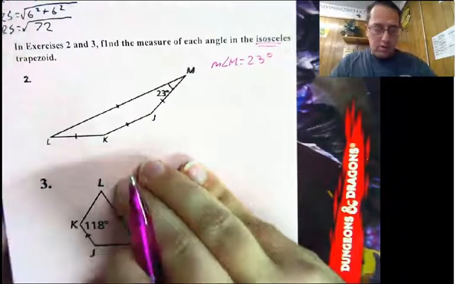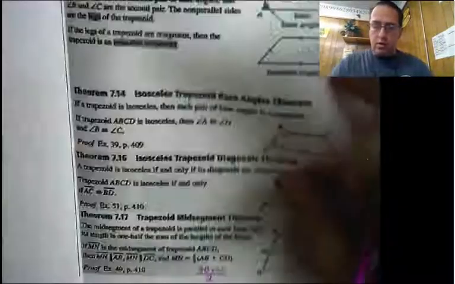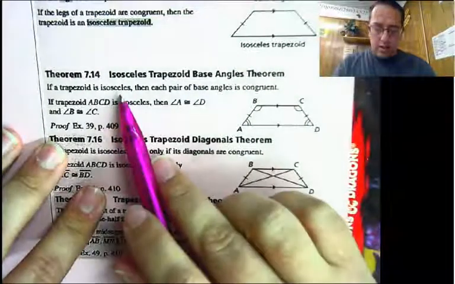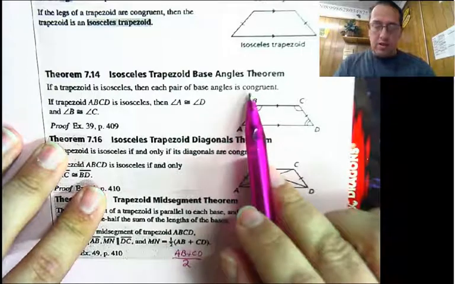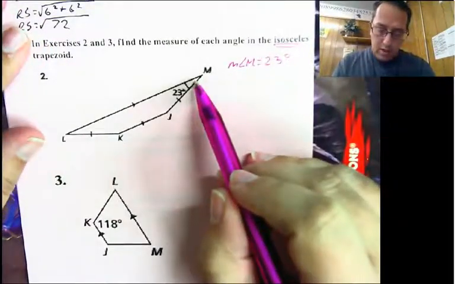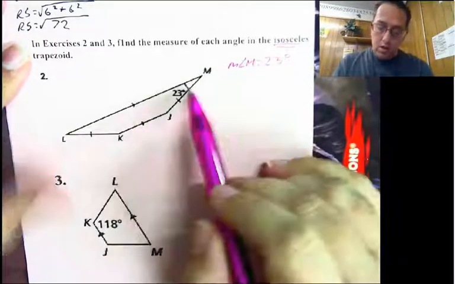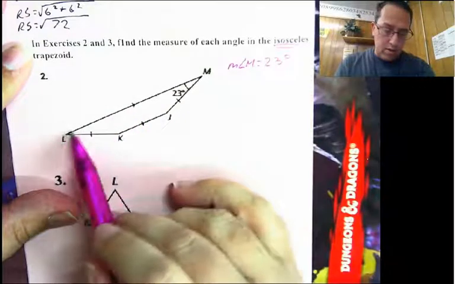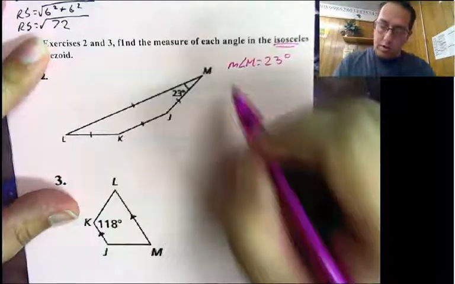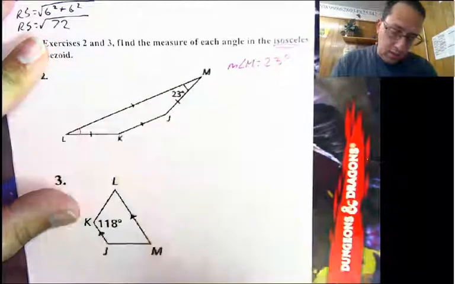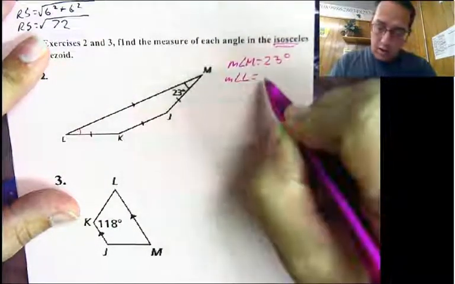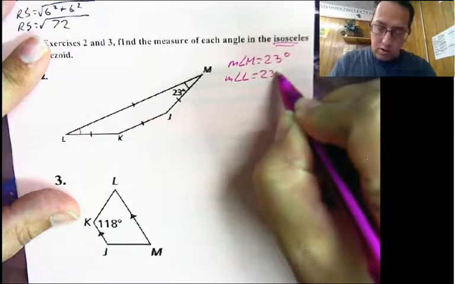Now, what are we going to do with the rest of this? What do we know about the angles of an isosceles trapezoid? Well, if it's an isosceles, then each pair of base angles is congruent. All right, so that means M is going to be congruent to another angle, right? Well, M is on this parallel line, so this base, so the other parallel line, there we go. L is the other one on that base, so that means these two are congruent. So the measure of angle L is going to equal 23 degrees as well.